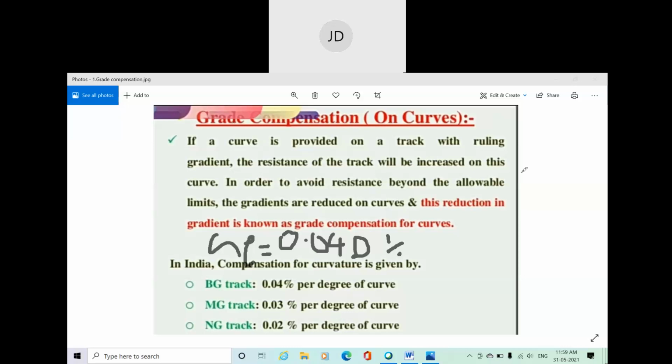You can also go through this particular problem. I will show you now. Let me go. Wait.